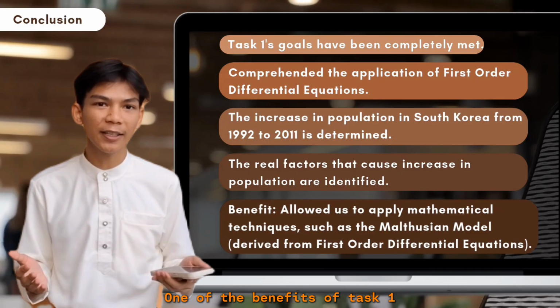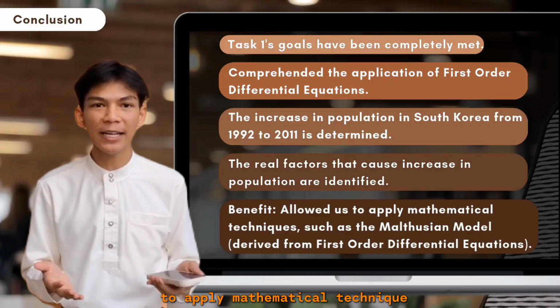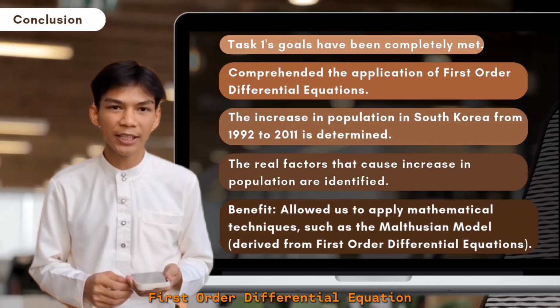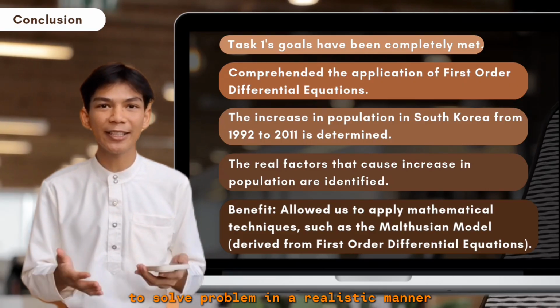One of the benefits of Task 1 was that it allowed us to apply mathematical techniques such as the Malthusian model, which is derived from first-order differential equations, to solve problems in a realistic manner.